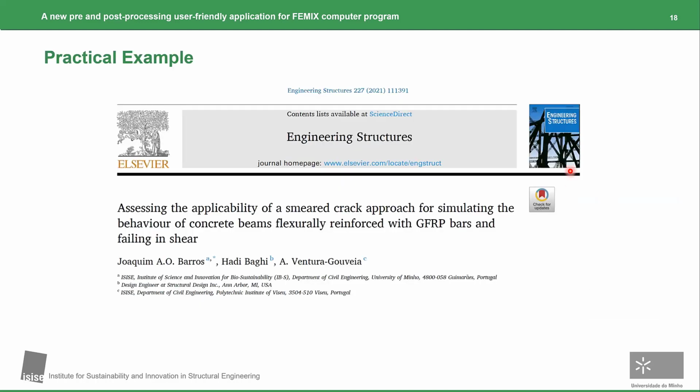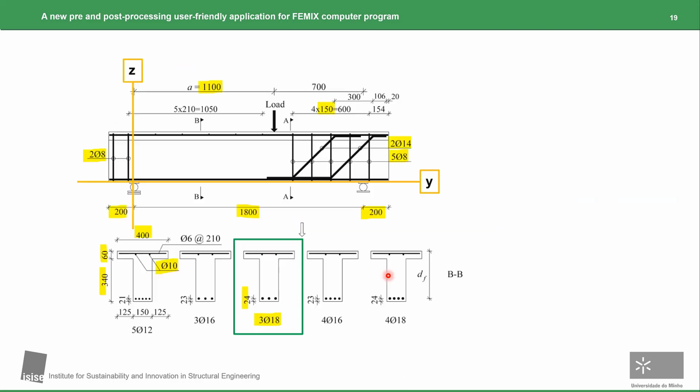Okay, for a practical example, I have chosen an example from this paper, assessing the applicability of the Smeared crack approach for simulating the behavior of concrete beams flexurally reinforced with GFRP bars and failing in shear, by Professor Barros and others. In this paper, we have a reinforced concrete beam. I want to select one of these sections because it contains different sections.